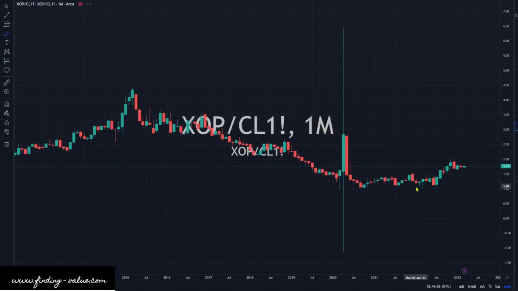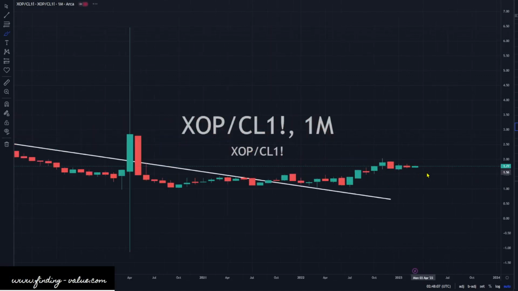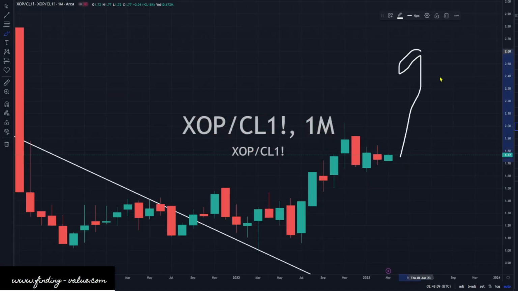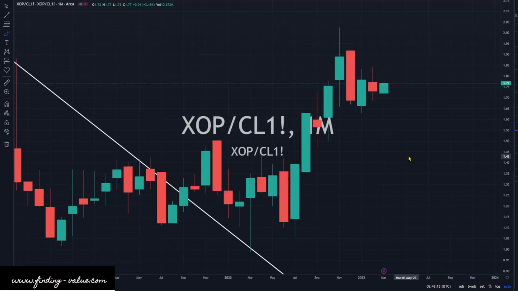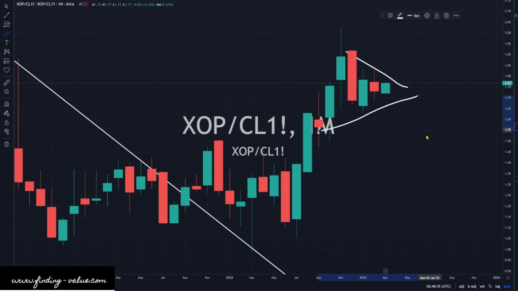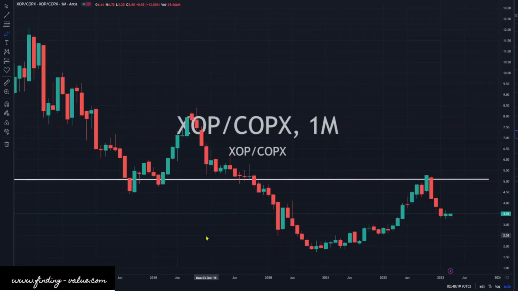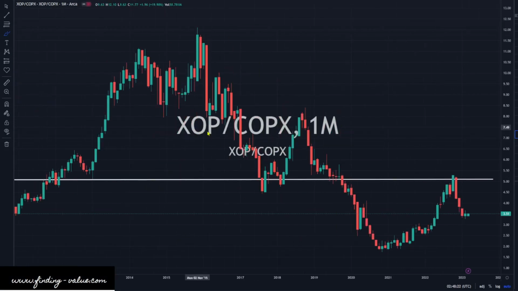XOP versus crude oil, I would say this is definitely in favor of XOP continuing higher and beating crude oil. So that's looking good. We're just in a consolidation pattern here, moving sideways. XOP versus COPX, we are still very cheap for XOP, the energy companies, to move higher. So that's what I would put my bets on.